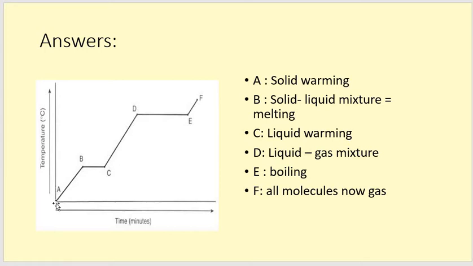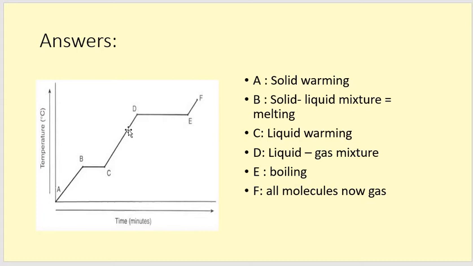So A is a solid and it's being heated. At point B it starts to melt and we get a mixture of solid and liquid particles, but at this point the temperature does not change. At point C it is completely liquid, so if we were talking about the chemical H2O, A would be ice. This would be a mixture of ice and water. Here we would have all water.